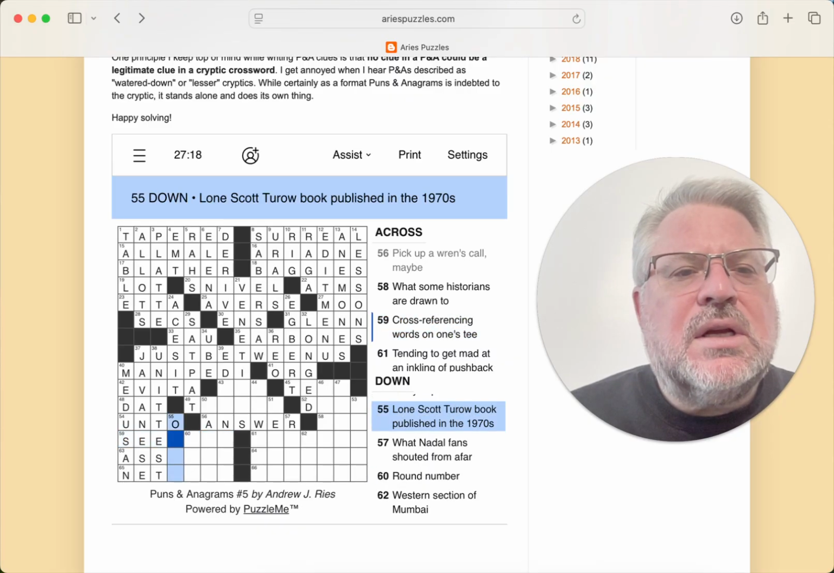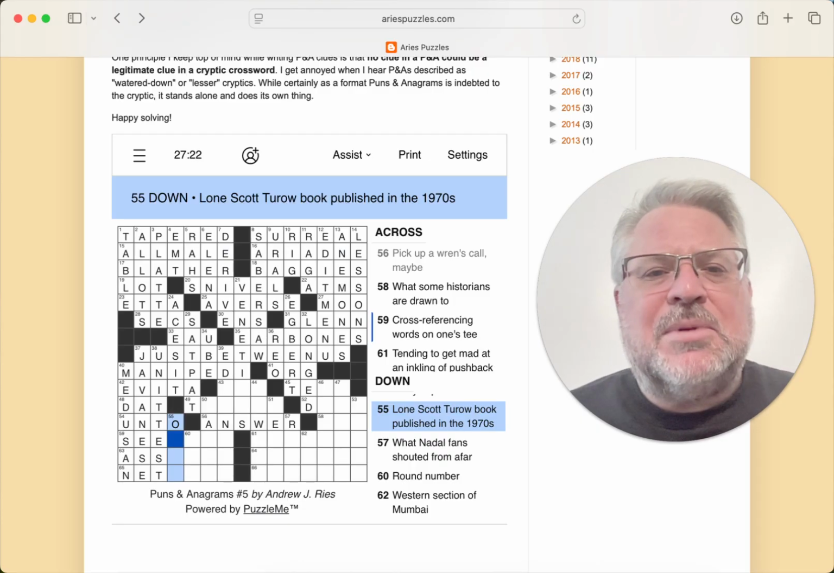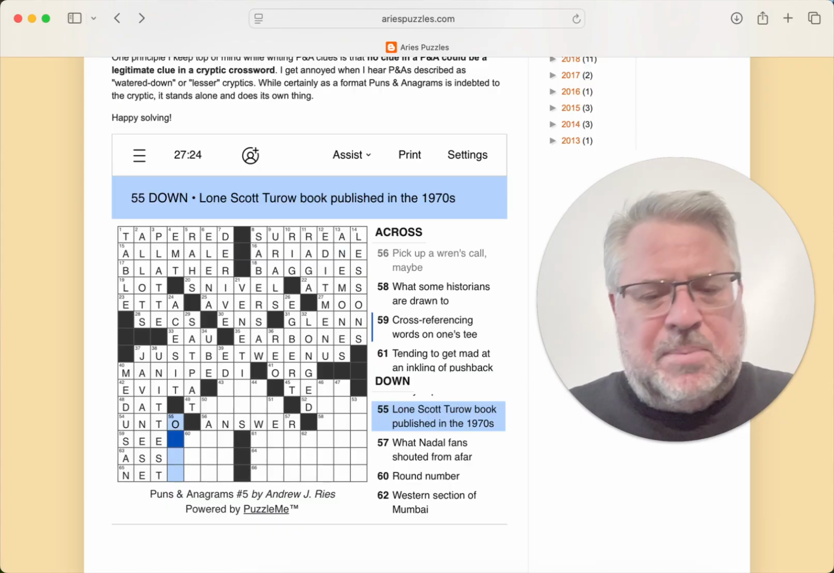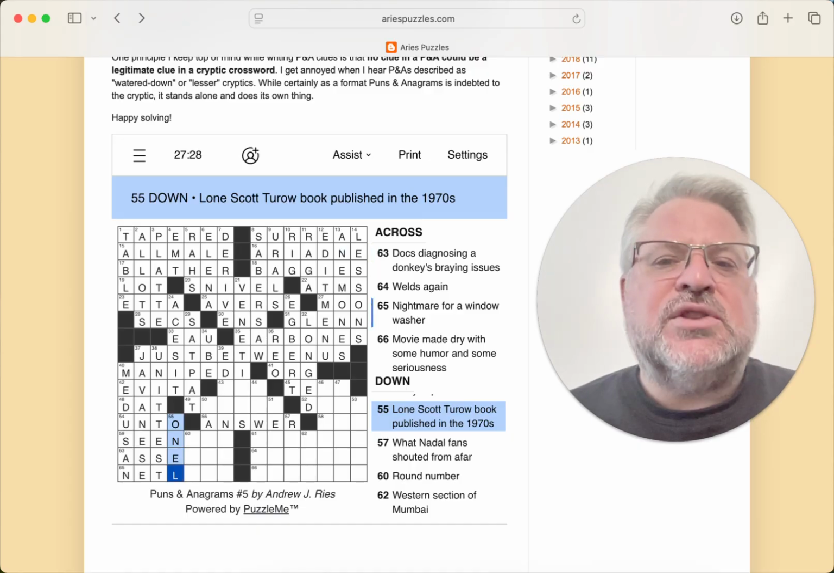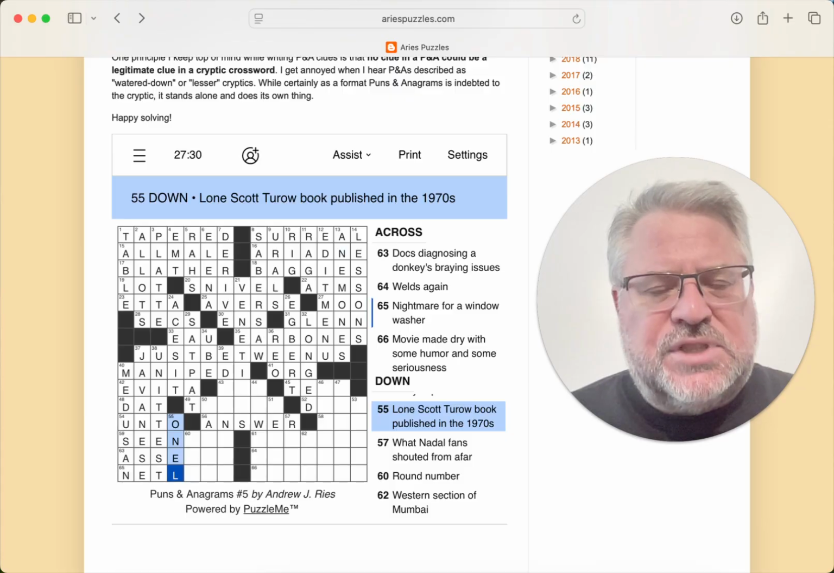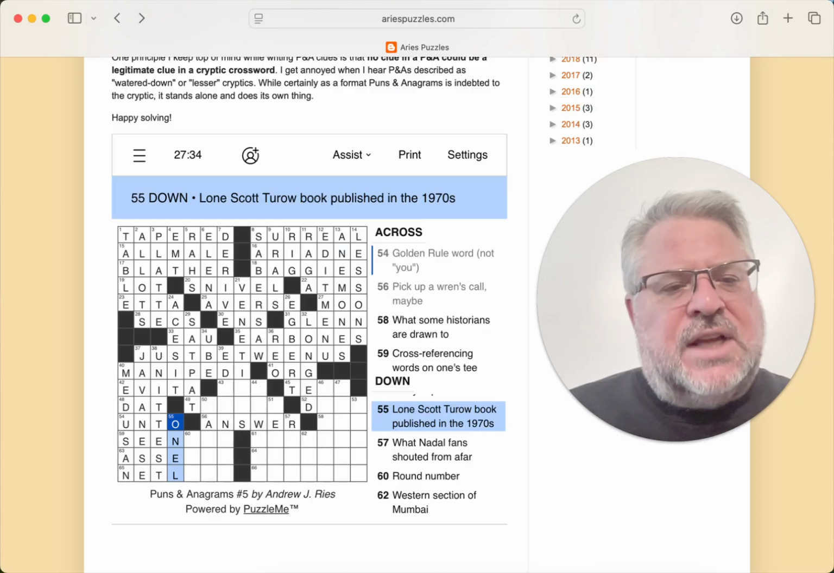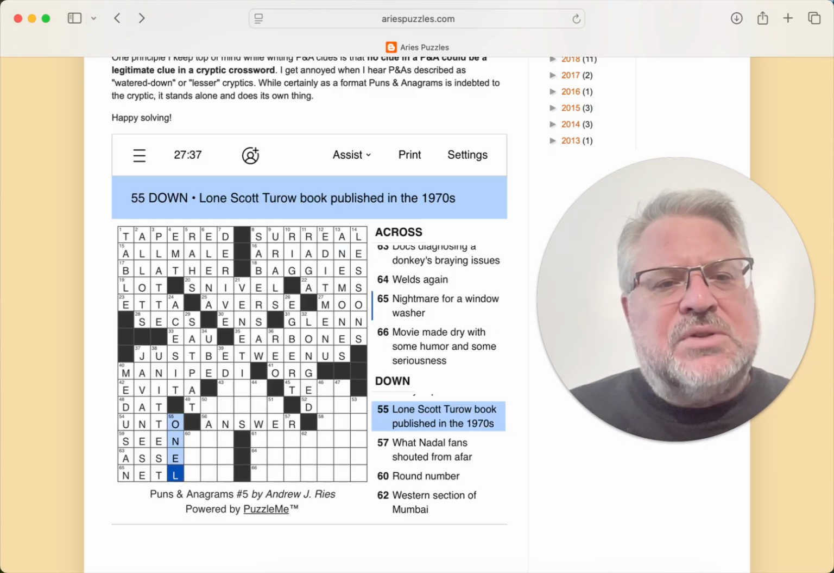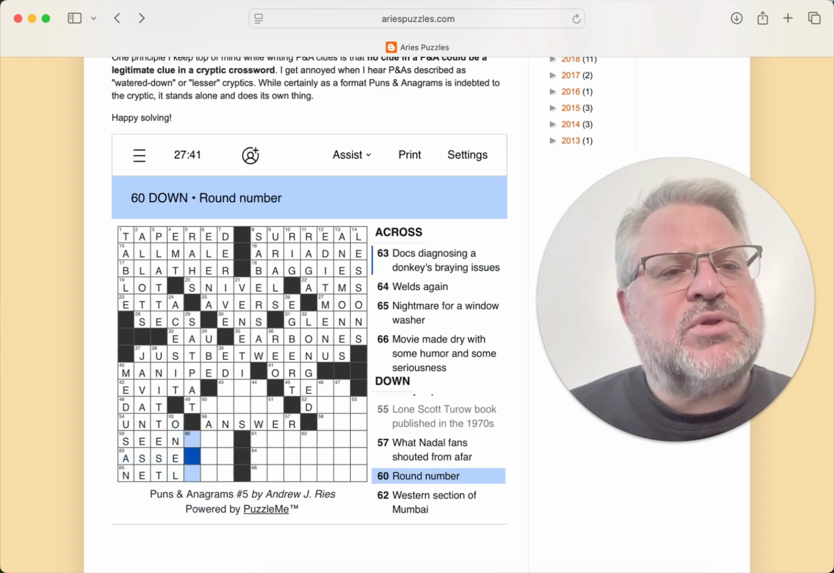Cross-referencing. 15 down, Lone Scott Turo book published in the 1970s. Okay, I'm helped by knowing that this word on its own, O-N-E-L, or it's 1L. It was a book about a first-year law student who was known as a 1L. And lone is an anagram of 1L. But anything about Scott Turo with 4 letters is usually 1L in a New York Times crossword puzzle.